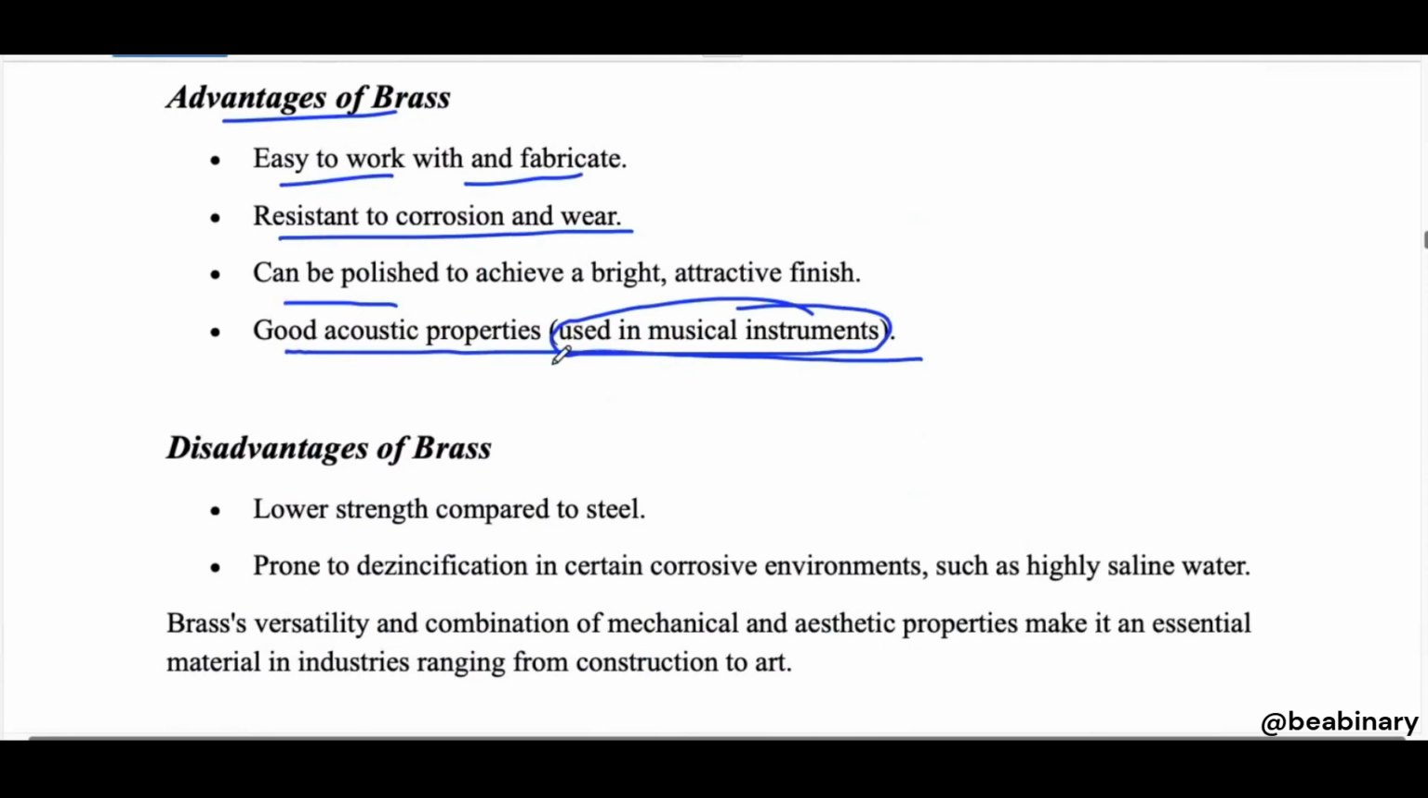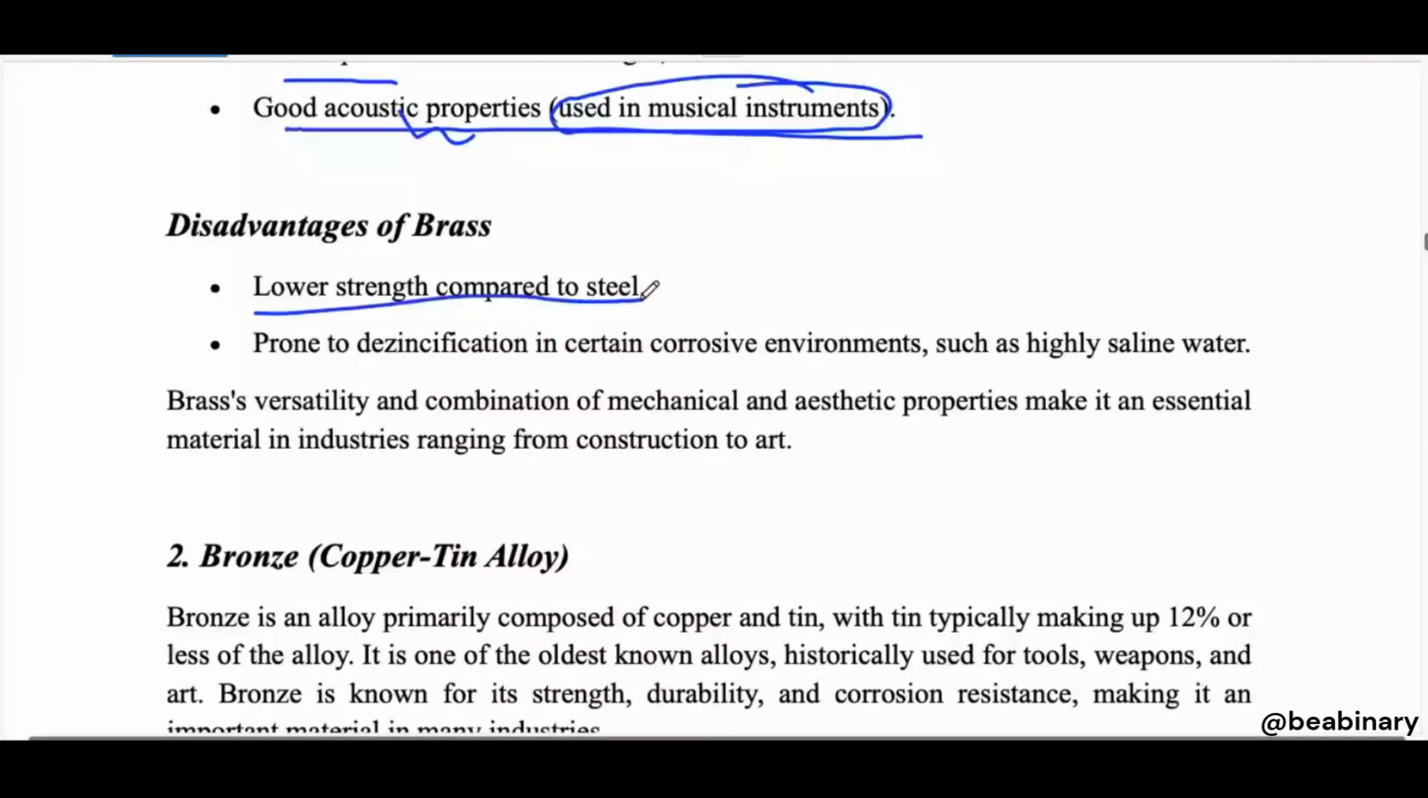So what are the disadvantages? The lower strength compared to steel. So what are the things that we have discussed till now? All have less strength as compared to steel. So steel is good, right? We can see around us, most of the things that we see are made of steel. This is the main reason.